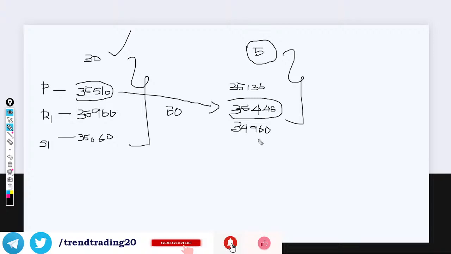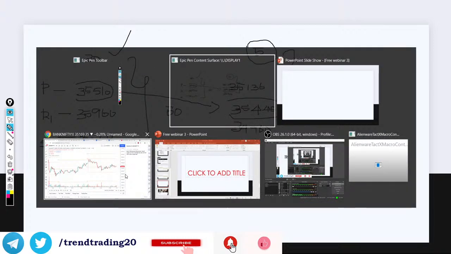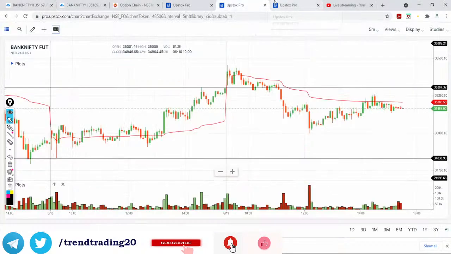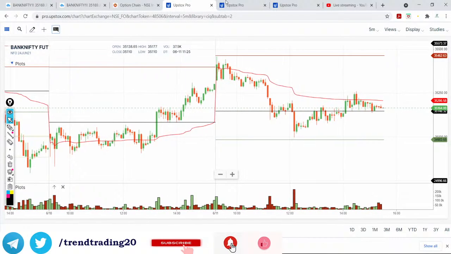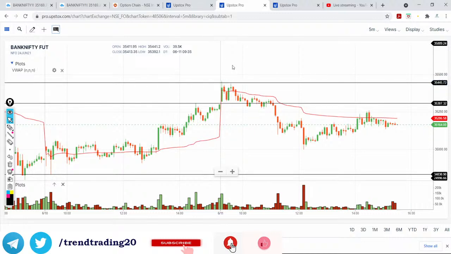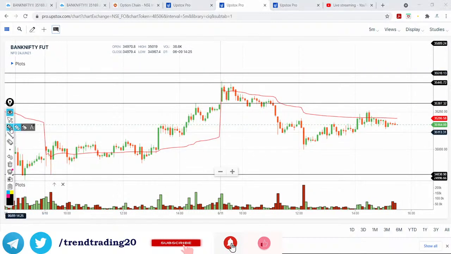You need to simply mark the zone in the chart. 35,446 to 35,510. I will quickly mark those levels here. Look at this, I'm just marking here quickly. 35,446 to 35,510. Now what have we marked here? This is 35,446. This is 35,510. How did we get this level? By comparing 5 minute and 30 minute pivots, we got those levels. These are data points which you need to collect.